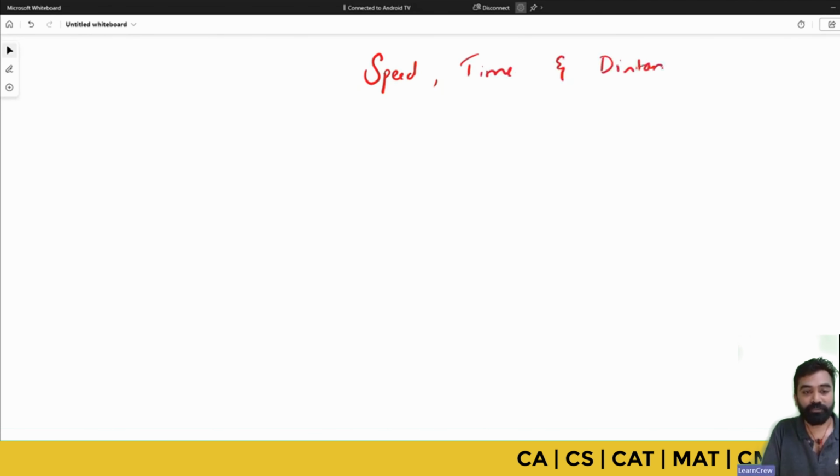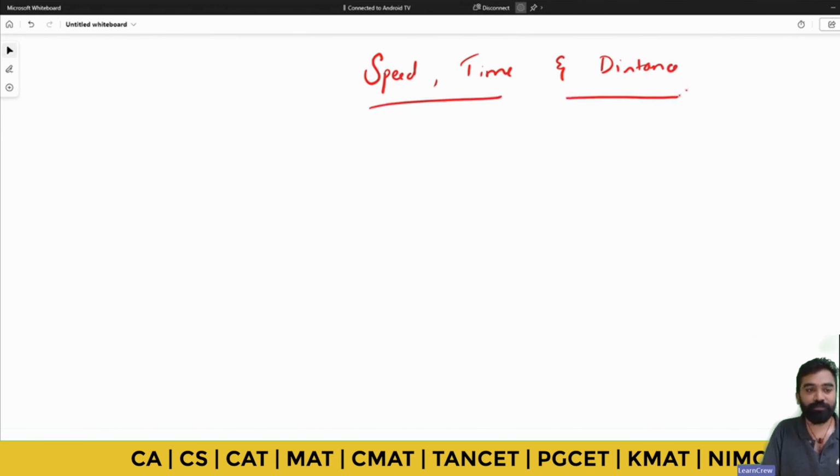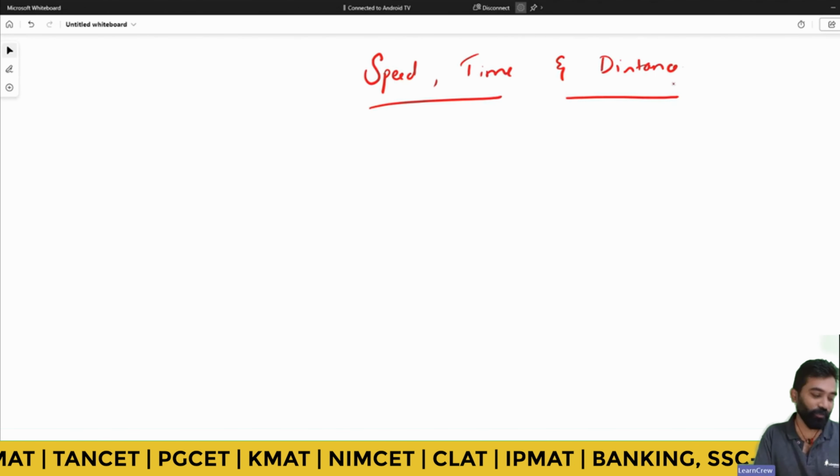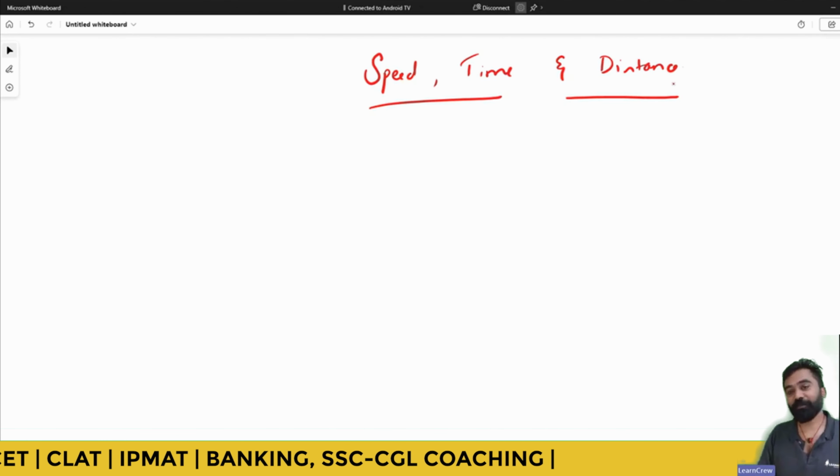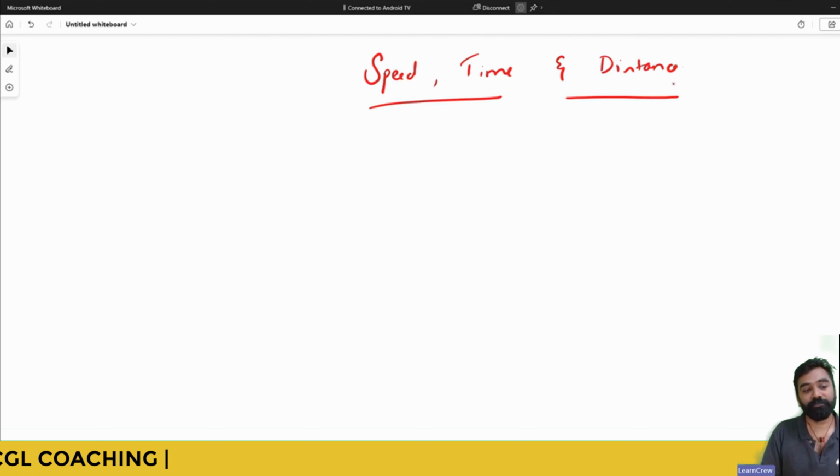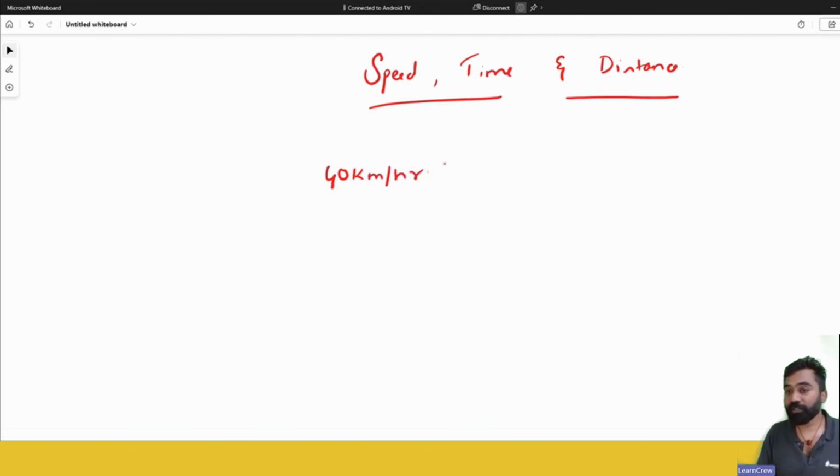Topic for today will be your speed, time, and distance. Okay, easy topic, no difficulties in it, but you just need to understand the basics. That's it. Now, if I am telling you that a car is traveling around 40 kilometers per hour, what's the meaning of this? In an hour, it is covering 40 kilometers. This is the meaning of it.